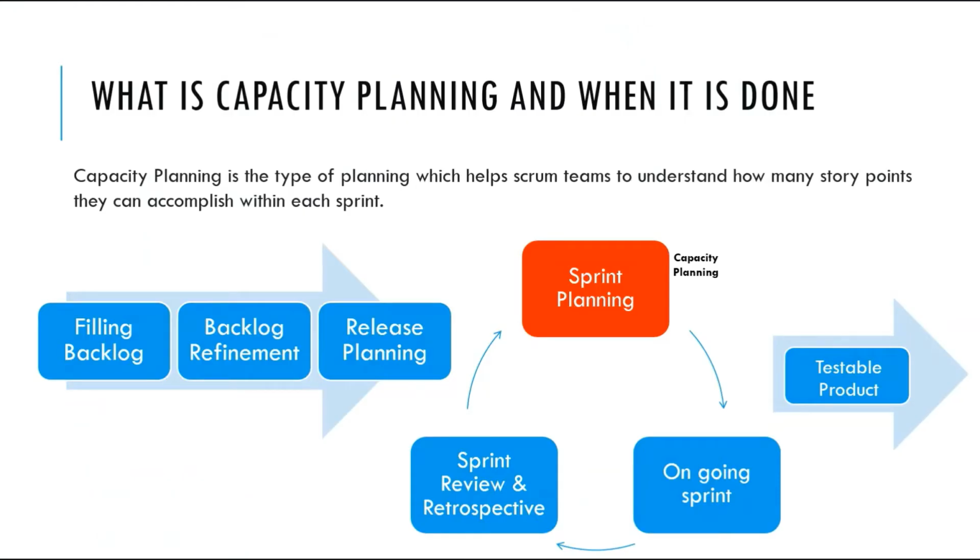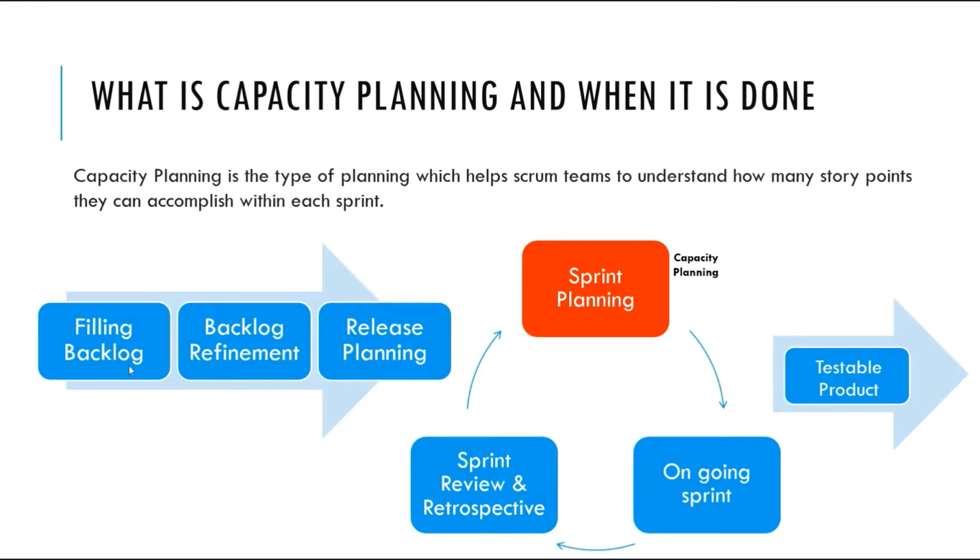Let us understand what is capacity planning and when it is done. Capacity planning is a method used during sprint planning ceremony which helps Scrum teams to understand how many story points they can accomplish within each sprint. Or in simple words, it gives an idea about the total number of stories they can take into the sprint. It is done before starting each sprint.